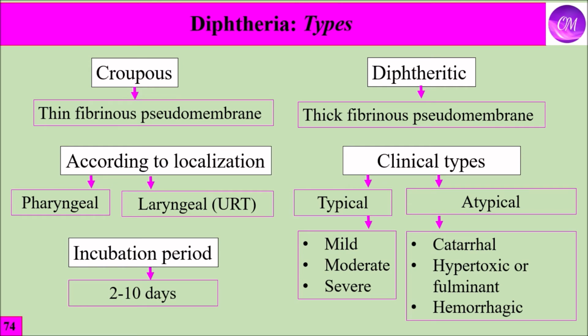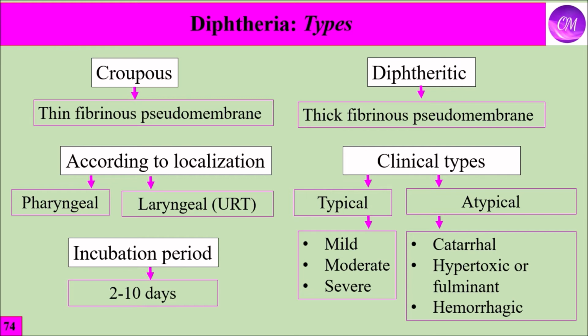There are two types of diphtheria, the croupous type and the diphtheritic type. In the croupous type develops a thin fibrinous pseudomembrane, and in the diphtheritic type a thick fibrinous pseudomembrane. According to localization, there are two types of diphtheria, pharyngeal or laryngeal, the upper respiratory tract form. The incubation period is 2 to 10 days.